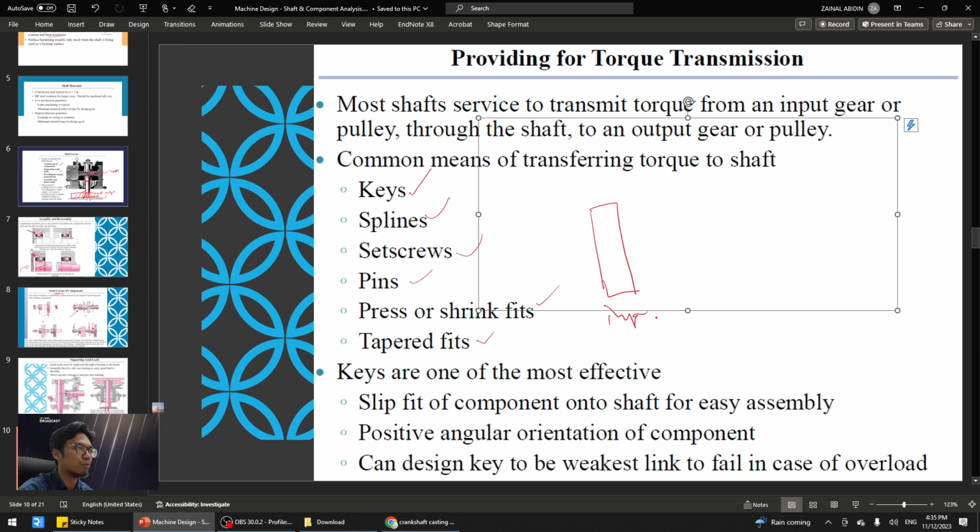This is your output gear. In order to transfer input gear to output gear, you need to use a shaft here. To make your shaft rotate together with the angular speed or angular acceleration of your input gear, consider it to have the same acceleration on the shaft. How to make that? You must consider using keys, splines, set screws, pins, or press or shrink fits, or tapered fits.